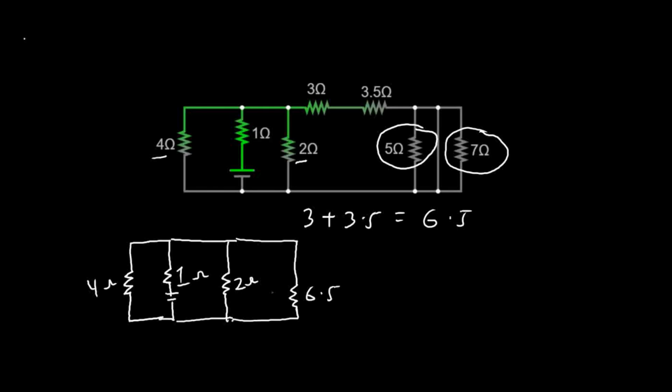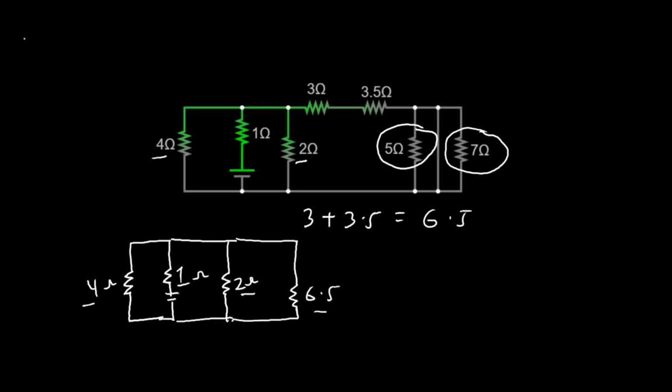So then you see we have 4 resistors in the circuit now. Three of them are in a parallel connection, which is the 4 ohms, the 2 ohms, and then the 6.5 ohms. And then they will all be in series with the 1 ohm resistor. So let's look at what that means.